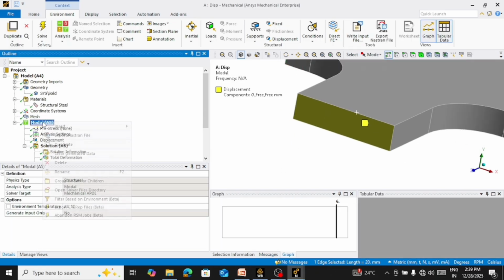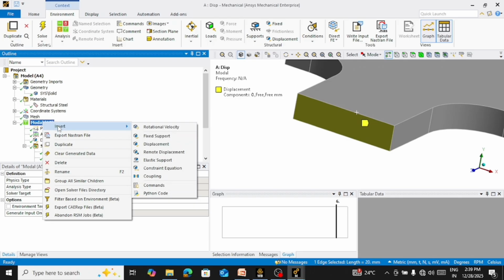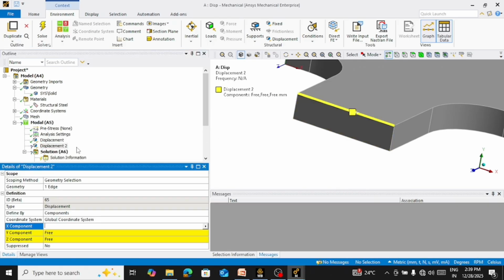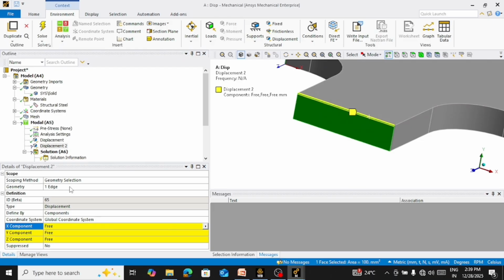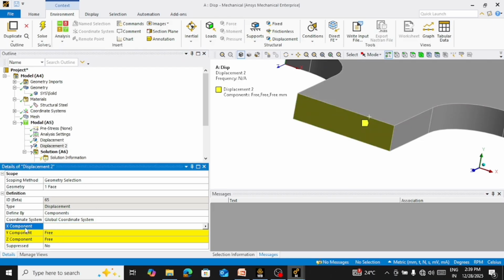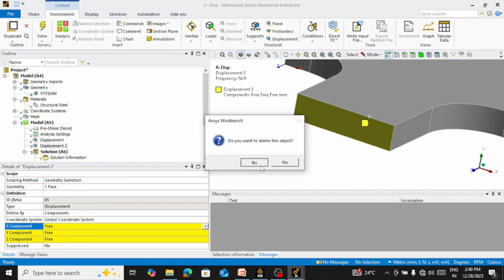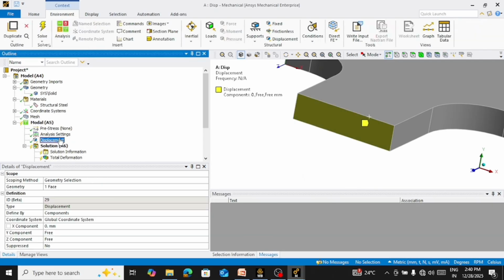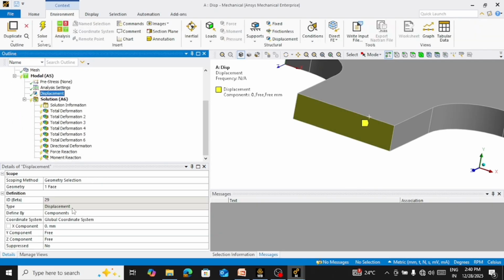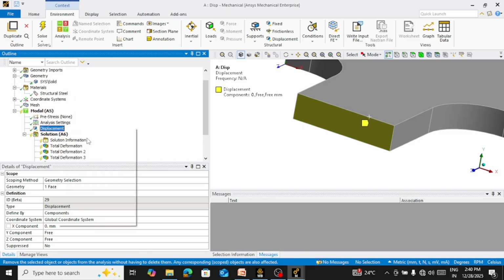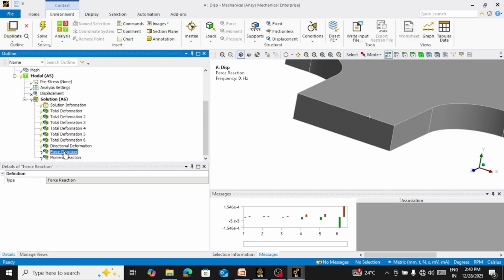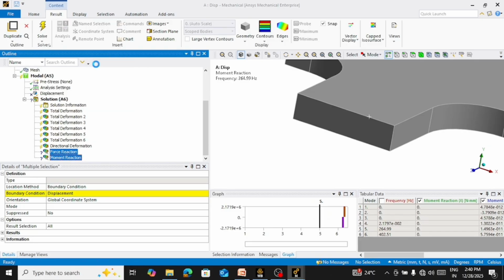To apply a displacement boundary condition, you can come here in the model, insert, and then apply displacement, and then we can select the face and then the x, y, z translational degrees of freedom. From here we can control them. I already have a displacement boundary condition applied here, and I have fixed the x degree of freedom. Before doing this, I will suppress this boundary condition, and suppress this.